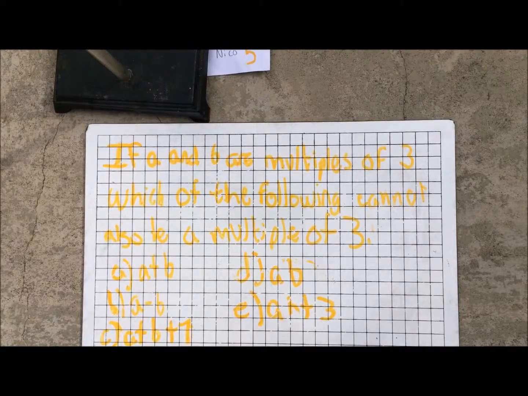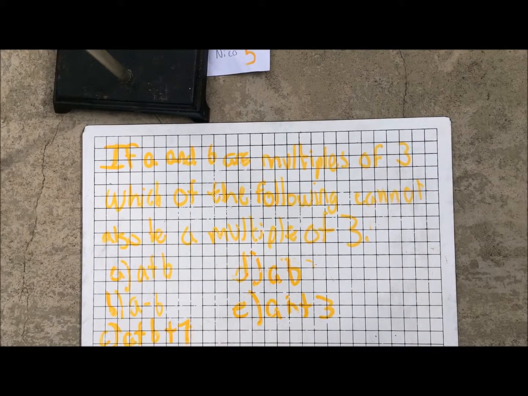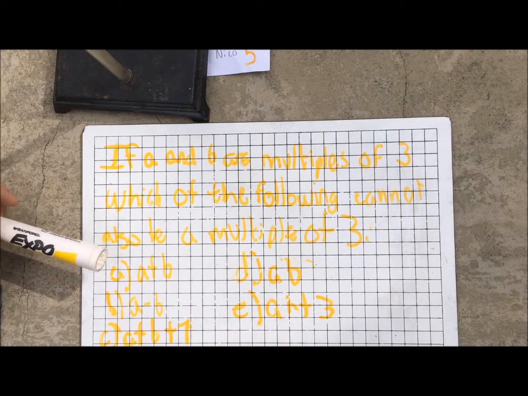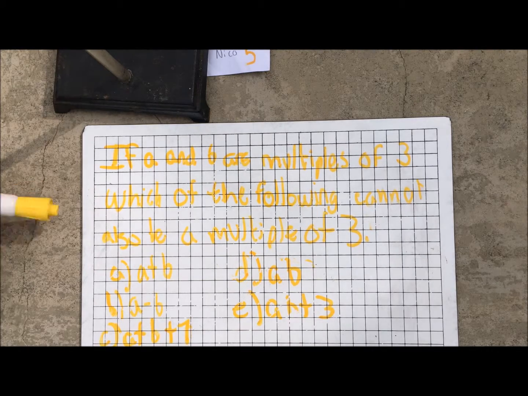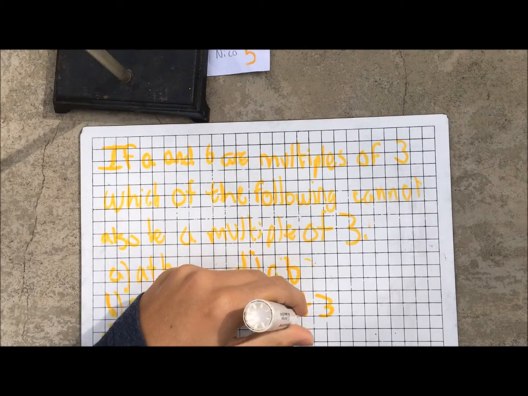Okay, so this question states, if A and B are multiples of 3, which of the following cannot also be a multiple of 3? A says A plus B, B says A minus B, C says A plus B plus 1, D is A times B, and E is A times B plus 3.